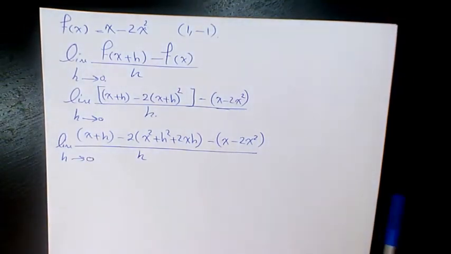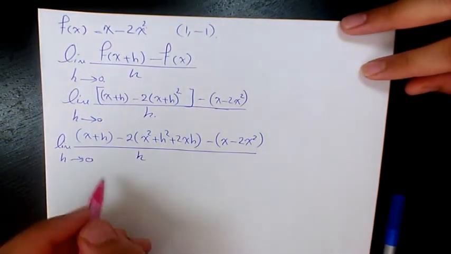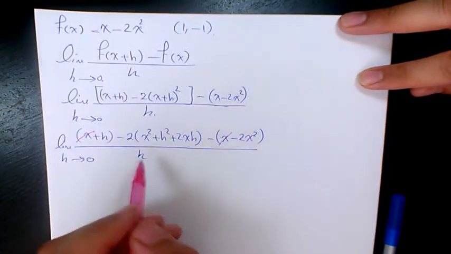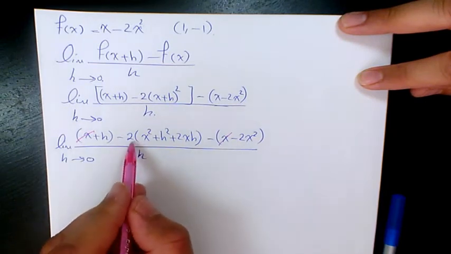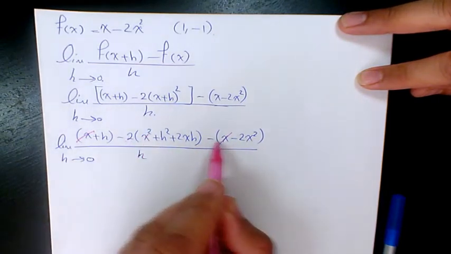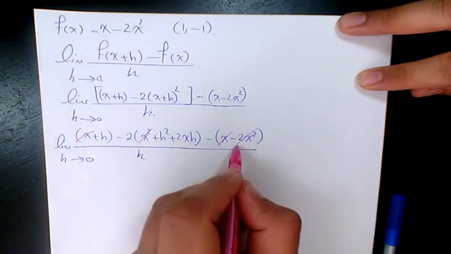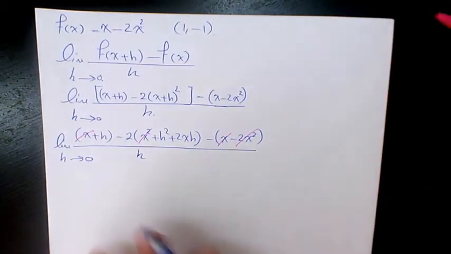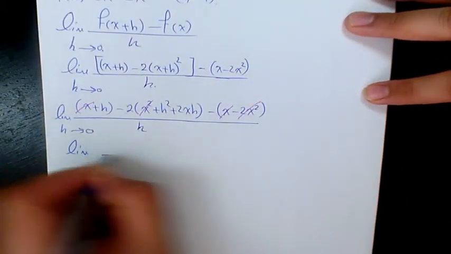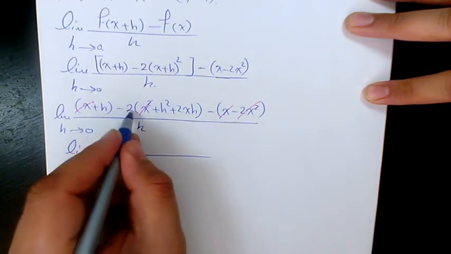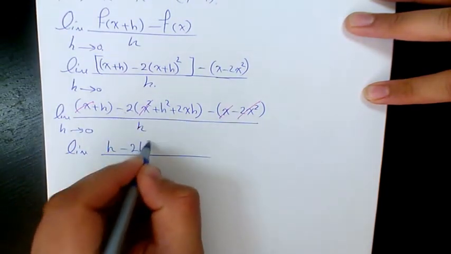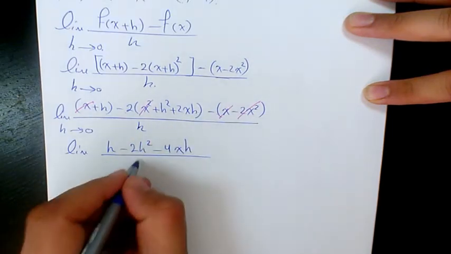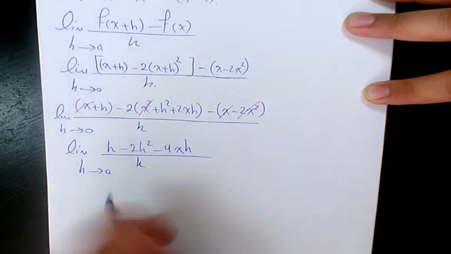Now let's simplify it. This x and negative x cancel out, and then I have negative 2x squared, and here we have positive 2x squared, so that cancels out, and we're going to end up having h minus 2h squared minus 2 times this is going to be negative 4xh divided by h when h is approaching 0.